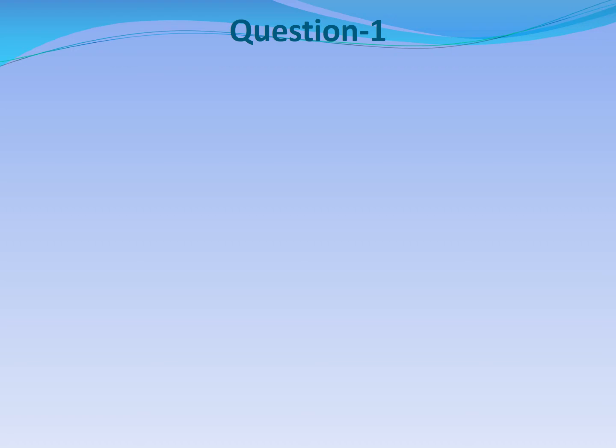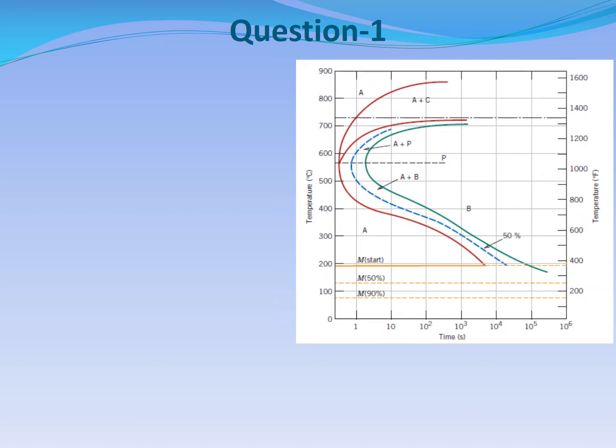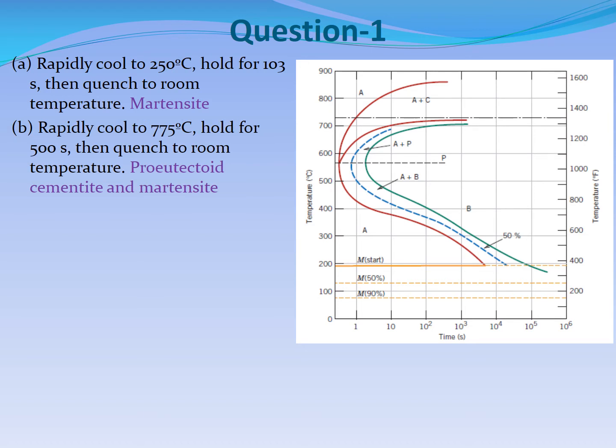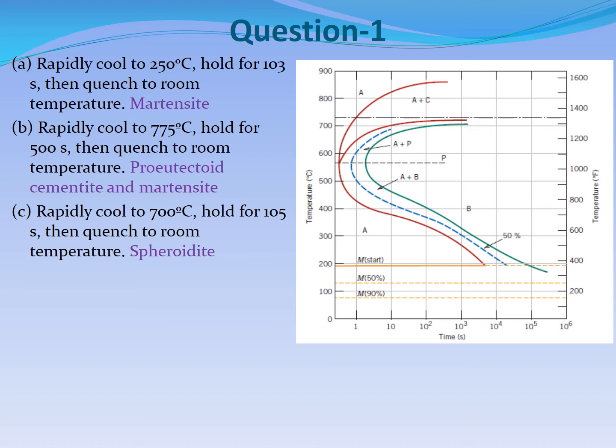We are continuing with the question. This was the diagram. We have done part A, we have done part B, right? So now part C. Rapidly cool to 700, hold for 10^5 seconds, then quench to room temperature. So now this is 700. Now this is below, right? That 775 was above the eutectoid temperature. This is below. So you come here.